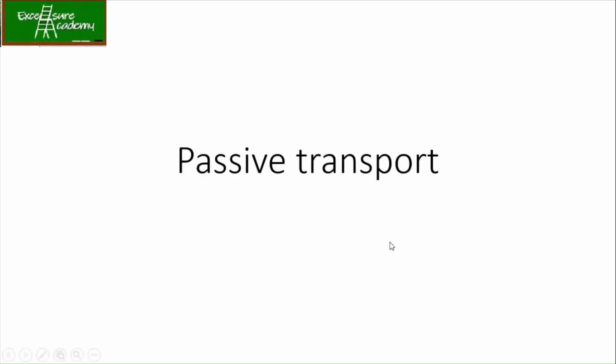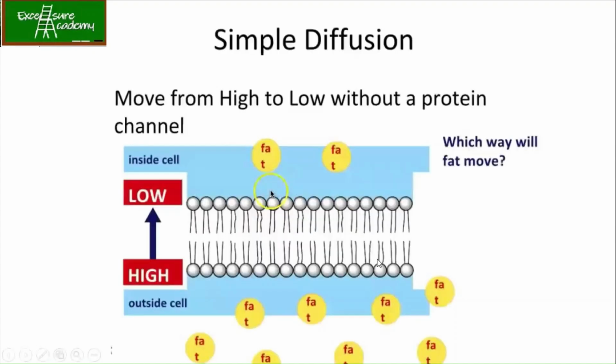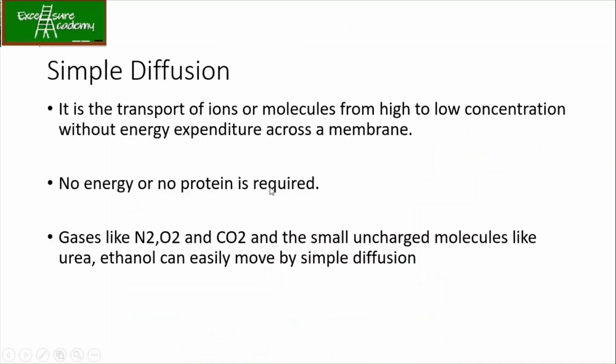Okay. Now let's talk about the passive transport. Okay. So passive transport, as already mentioned, is the transport of molecules down the concentration gradient without using energy, that is ATP. So simple diffusion, again same thing. To move from high to low without a protein channel. ठीक है. तो यहाँ पे क्या होगा, आपको जो भी molecules है from high concentration to low concentration it is moving. Okay. Now it is a transport of ions or molecules from high to low concentration without energy expenditure across a membrane. So no energy, no protein is required, and molecules like N2, nitrogen gas, oxygen, CO2 can easily move.